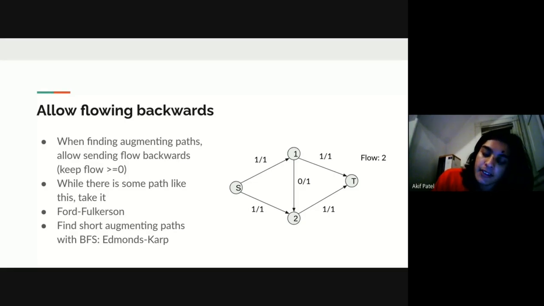If you use a BFS, this is the very famous Edmonds-Karp algorithm, and that works fine. But in general, there's a whole host of variations on this that you can consider. Okay, any questions?